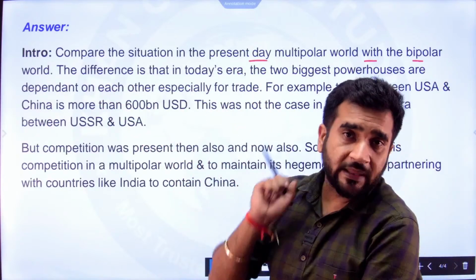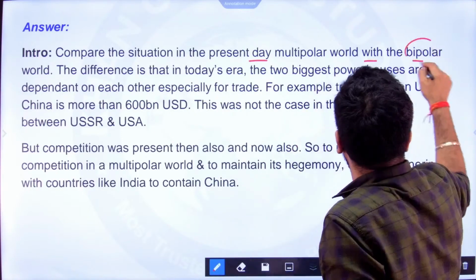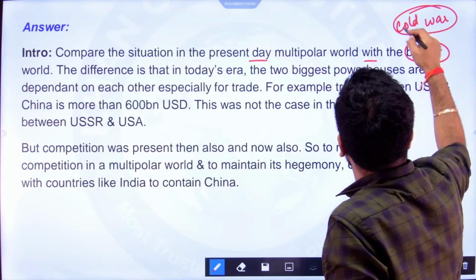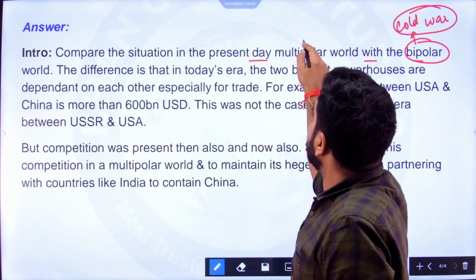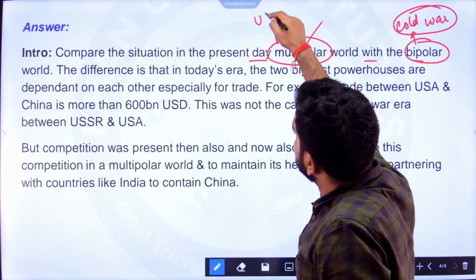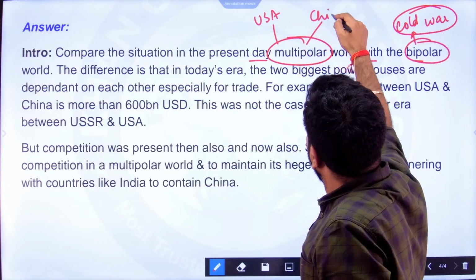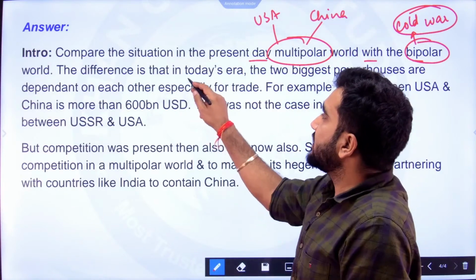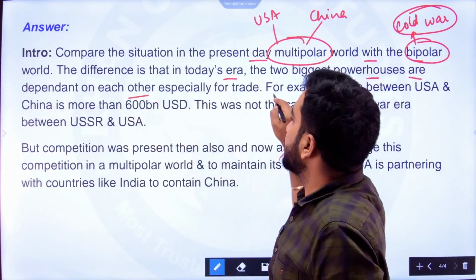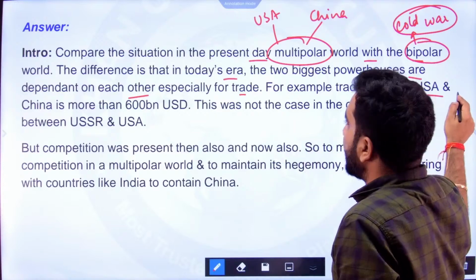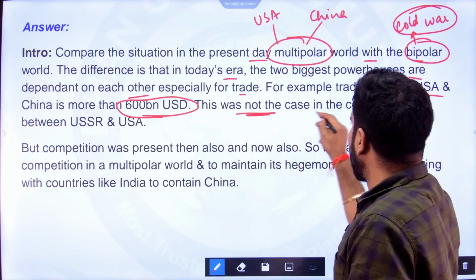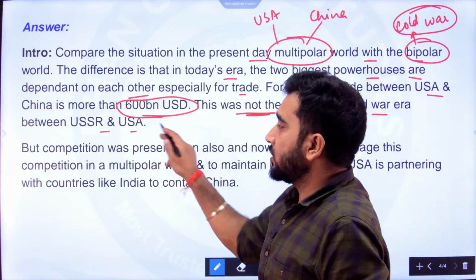Cold War era. So compare the situation in the present day multipolar world with the bipolar world. Bipolar world was that world during the Cold War era. Bipolar means two poles, USA and USSR. In this multipolar world, there are multiple poles, but the two most prominent poles are USA and China. The difference is that in today's era, the two biggest powerhouses are dependent on each other, especially for trade. For example, trade between USA and China is more than $600 billion. This was not the case in the Cold War era between USSR and USA.